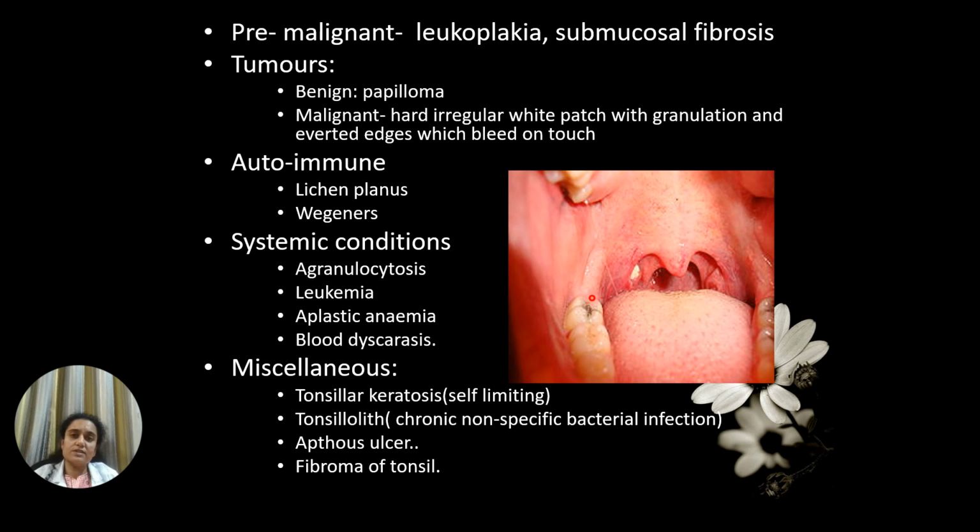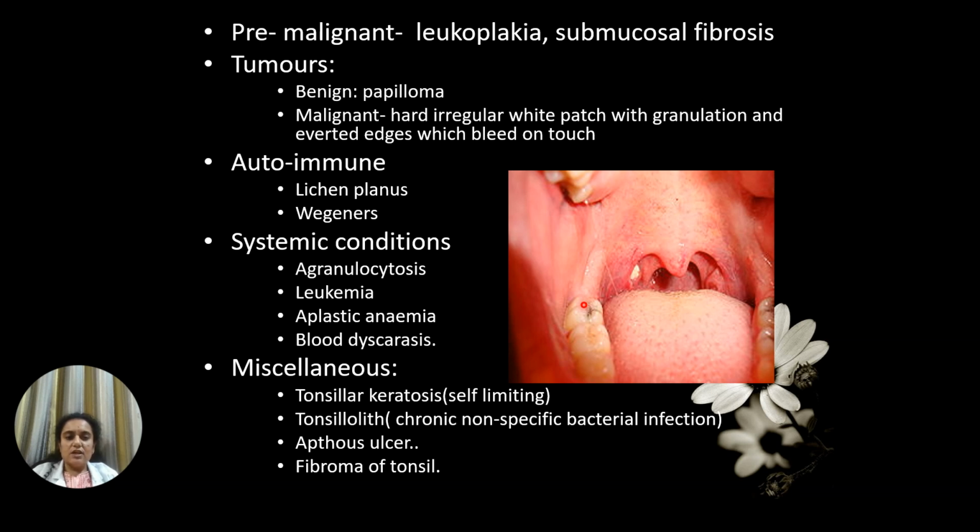Pre-malignant conditions also present like a white patch over the tonsil: leukoplakia, submucosal fibrosis. Tumors: benign tumors like papilloma, and malignant tumors, which show a hard, irregular white patch with granulation and everted edges that bleed on touch. Autoimmune conditions like lichen planus and pemphigus also present as a white patch. Systemic conditions like agranulocytosis, leukemia, aplastic anemia, and blood dyscrasias.